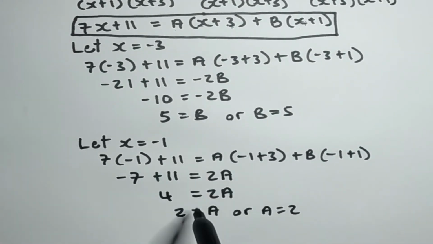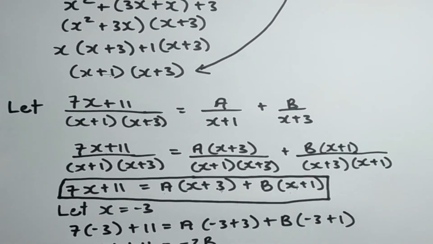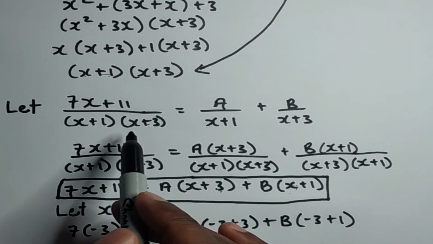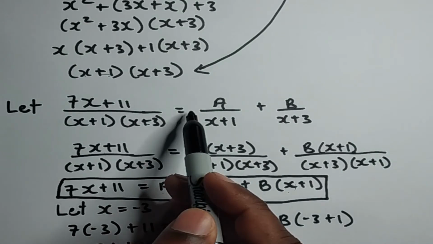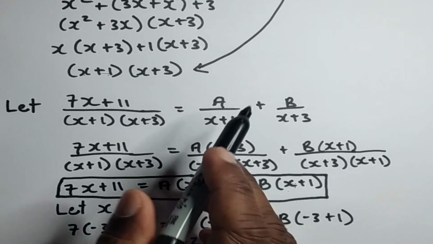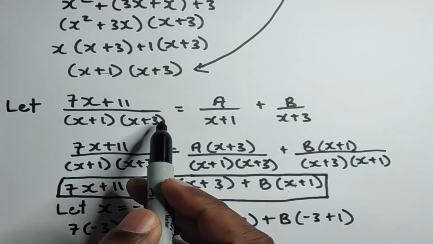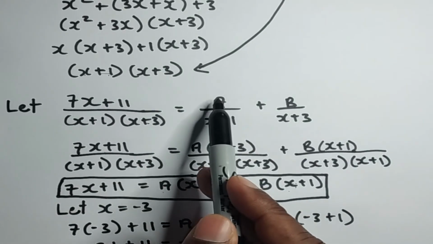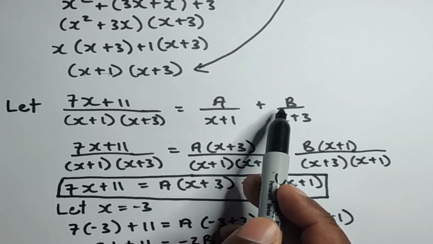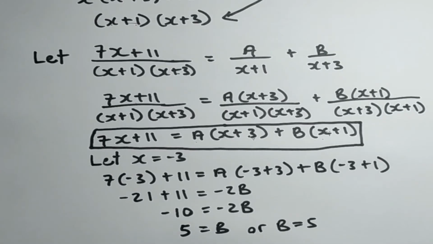Now that we know our a and our b value, we can set this up. Remember what we started off with. We'll let 7x plus 11 over x plus 1 in bracket, x plus 3 in bracket, be equal to a over x plus 1 plus b over x plus 3. So we can end by saying 7x plus 11 over x plus 1 in bracket, x plus 3 in bracket, is equal to, and we'll replace this a with the value that we got for a over x plus 1, plus the value that we got for b over x plus 3. That's how you will end this.